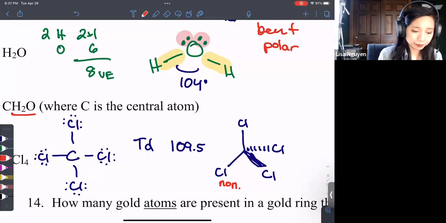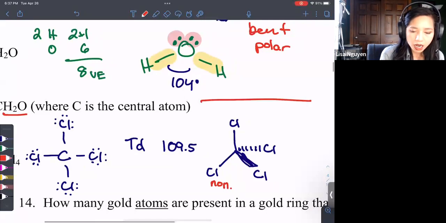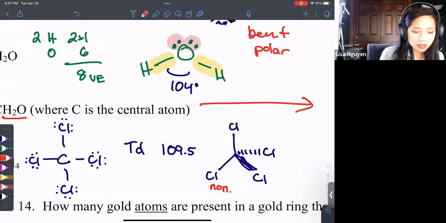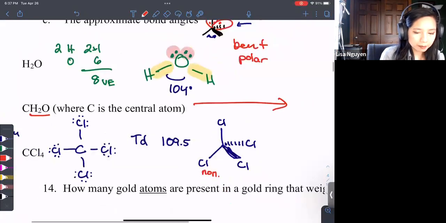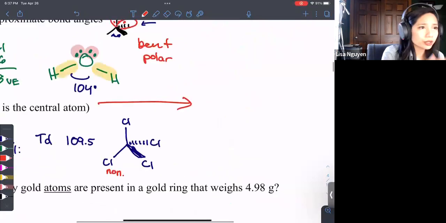And so the last one here, CH2O, where carbon is the central atom. So this is formaldehyde. It's an aldehyde, and I'll show you, it'll look like the functional group aldehyde. So let's go through the same steps.